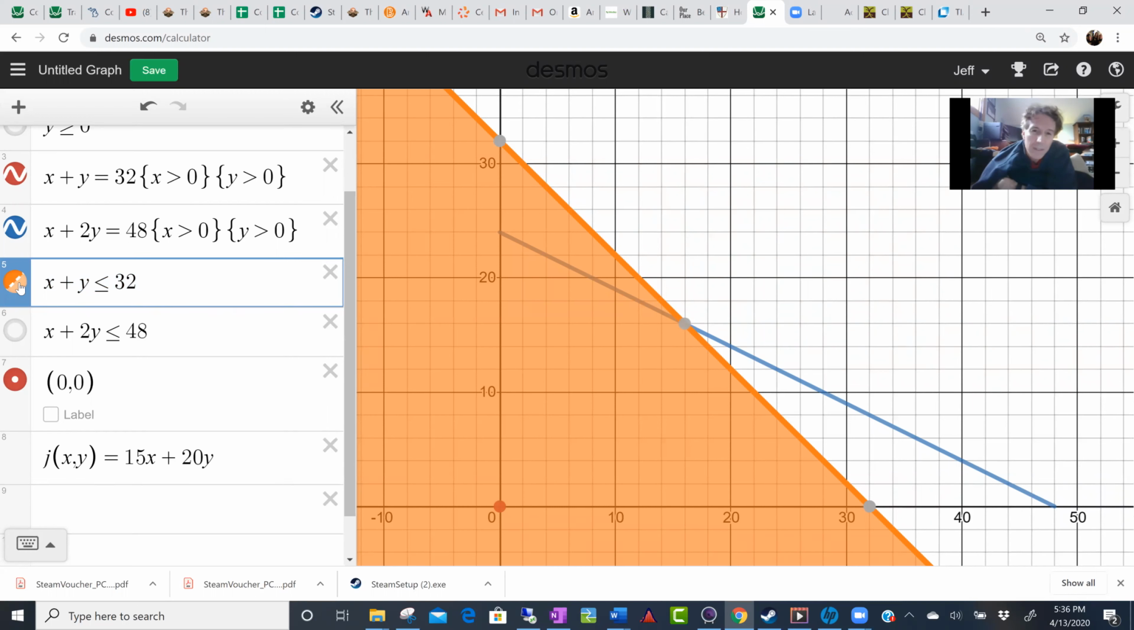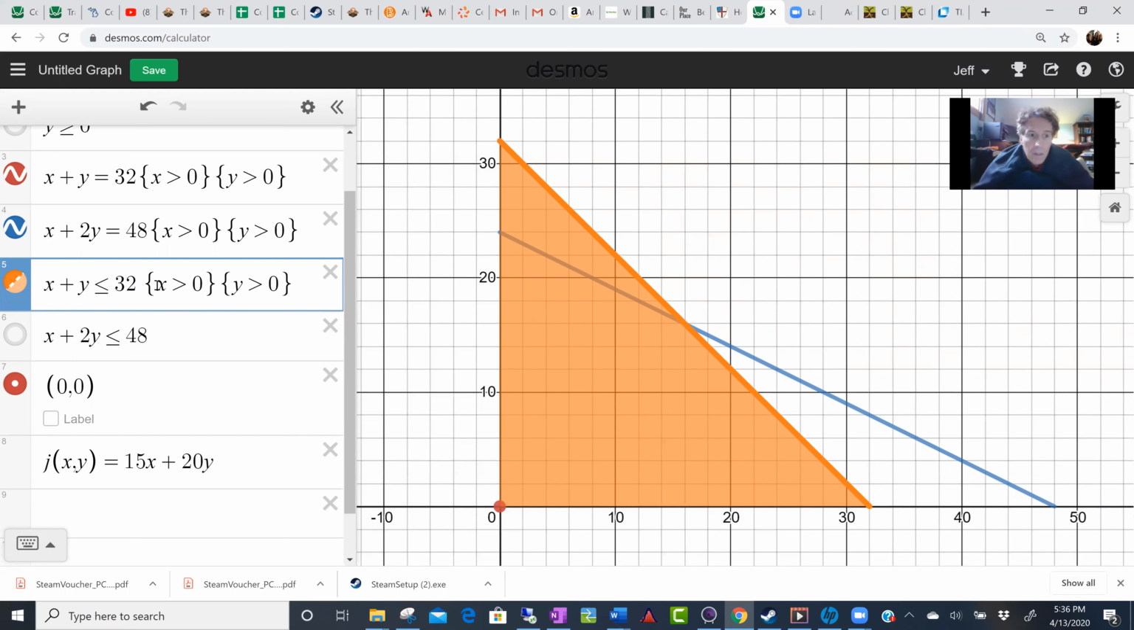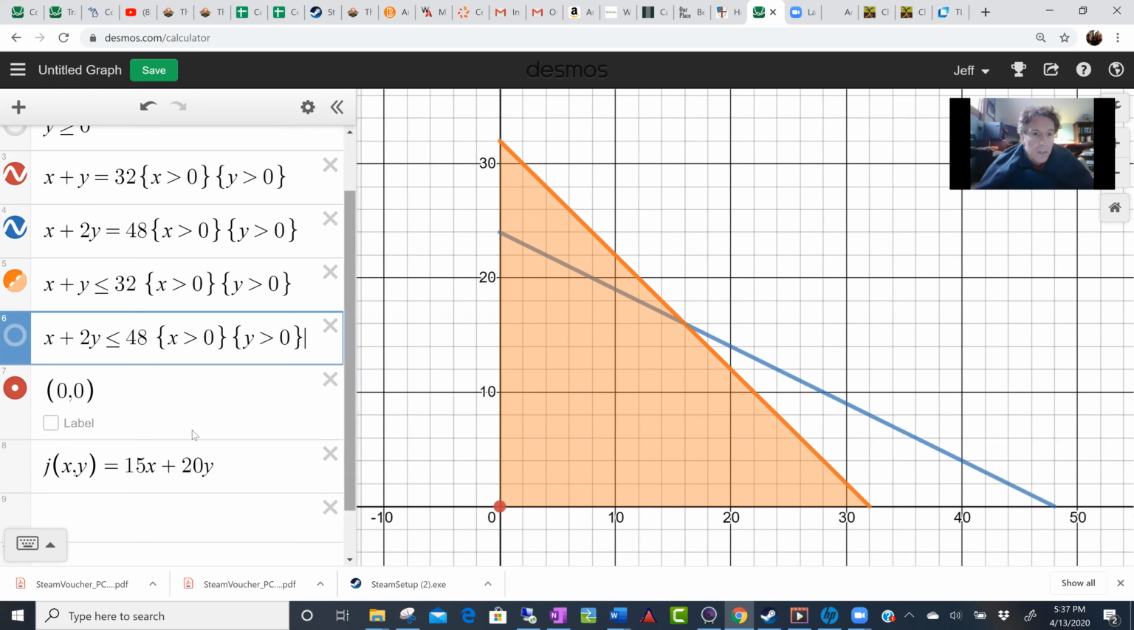Now, of course, we're running into the same problem. I don't want to see this outside the first quadrant. So let's just paste in my constraints again. And there you go. Now, we'll do the same thing with the second line. So that is our blue line right here. We want to look at that again with our same test point, 0, 0. 0 plus 2 times 0 is less than or equal to 48. So again, you're going to want to shade below that because 0, 0 makes that inequality true. So let's put those constraints in and turn this on.